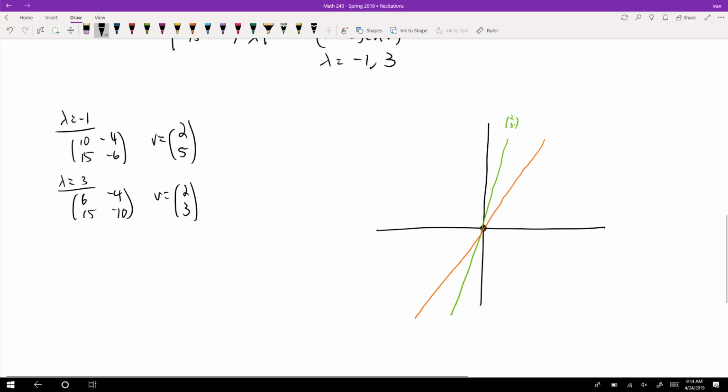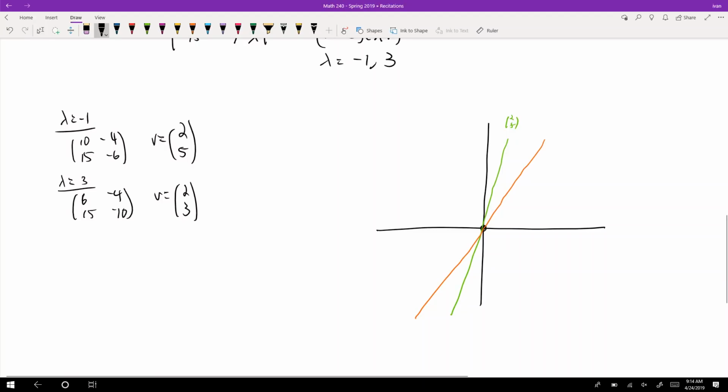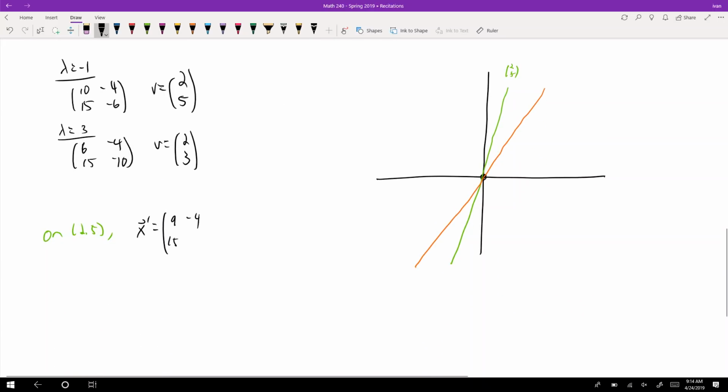How can we figure that out? We can pick a point on 2, 5 and look at what the derivative is. What's a point on this eigenvector in the direction of 2, 5? 2, 5, exactly. It goes from the origin in the direction of 2, 5. So at 2, 5, x prime is equal to my original matrix [9, -4; 15, -7] times 2, 5, and we see that this is equal to negative 2, 30 minus 35, negative 5.